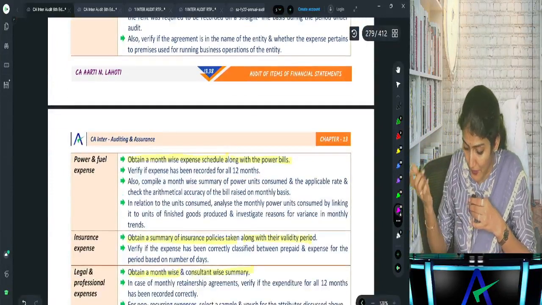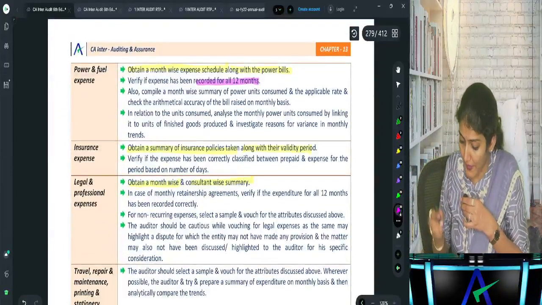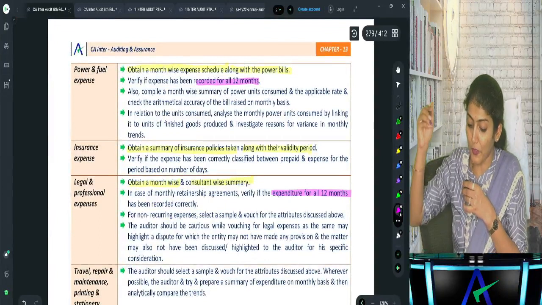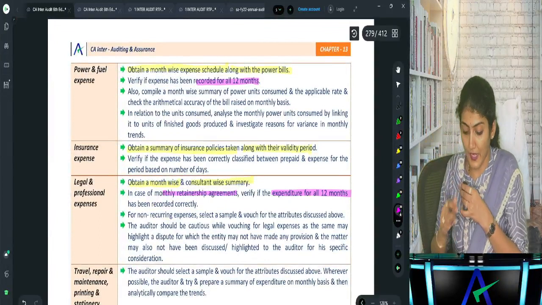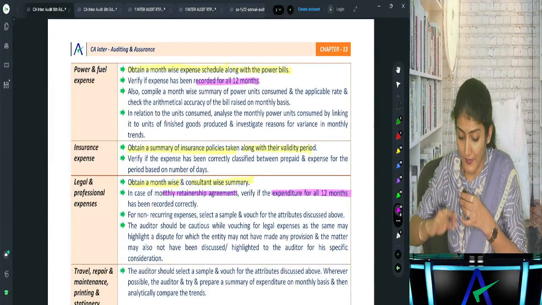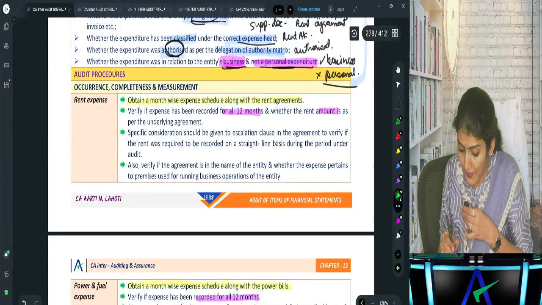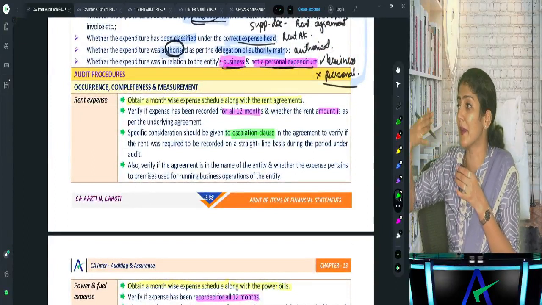Then again for power and fuel, whether it has been recorded for all the 12 months. Then for legal retained professional fee, again expenditure has been recorded for all the 12 months, if it is for a monthly retainership agreement. Are you getting those points over there? Right, then after that for rent, what is the next point over there? You need to check for any escalation clause. Escalation clause, that every year the rent will increase by 20%.